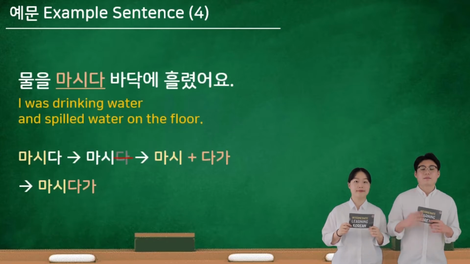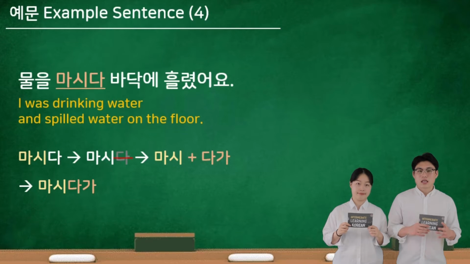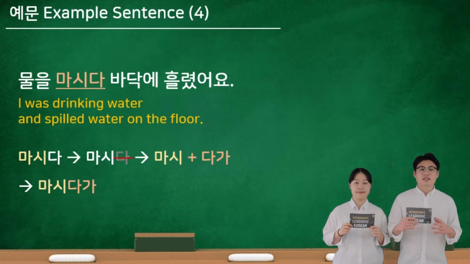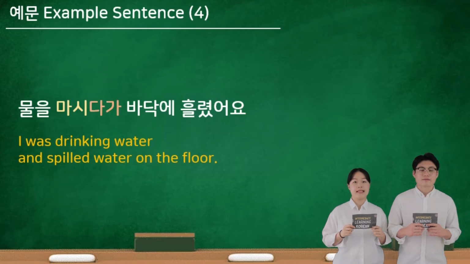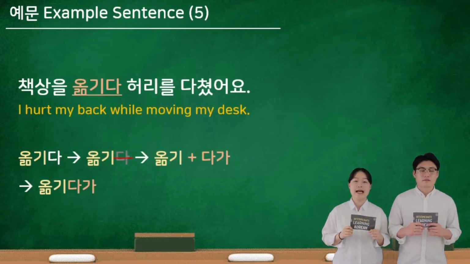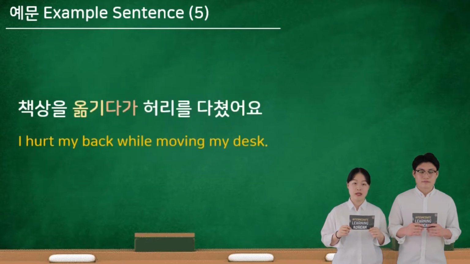This is the fourth example sentence. 물을 마시다 바닥에 흘렸어요. When we remove 다 from the verb 마시다, we can use 다가. So it becomes 물을 마시다가 바닥에 흘렸어요. This is the fifth example sentence. 책상을 옮기다 허리를 다쳤어요. When we remove 다 from the verb 옮기다, we can use 다가. So it becomes 책상을 옮기다가 허리를 다쳤어요.